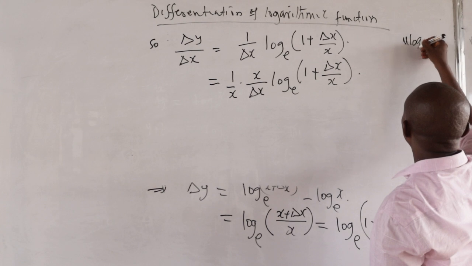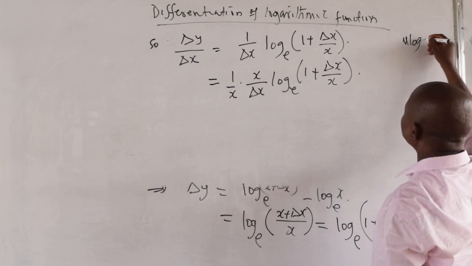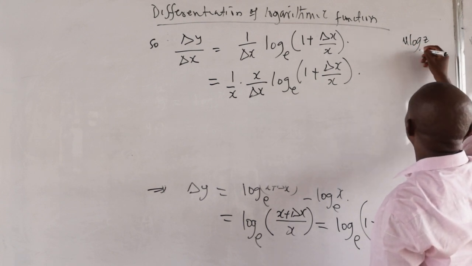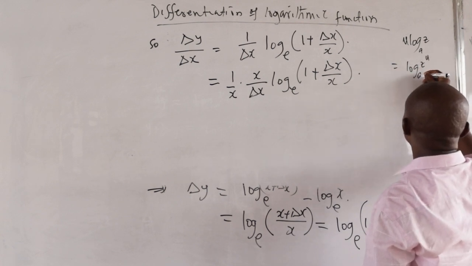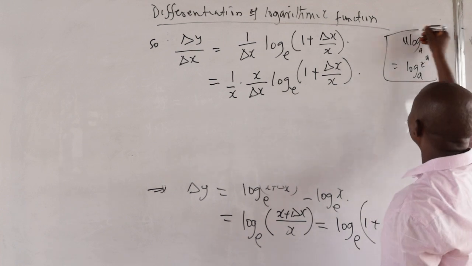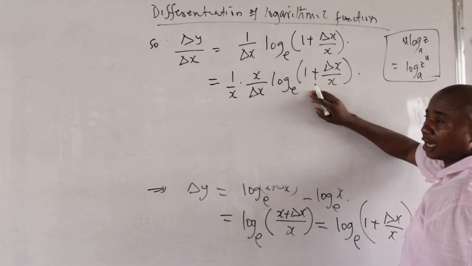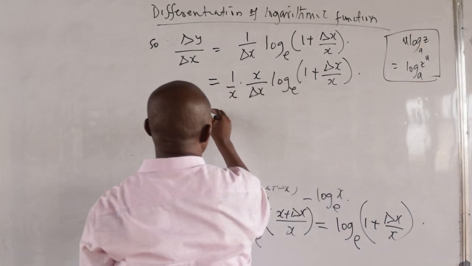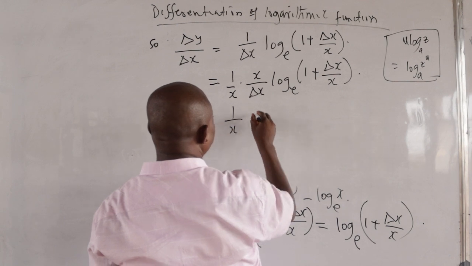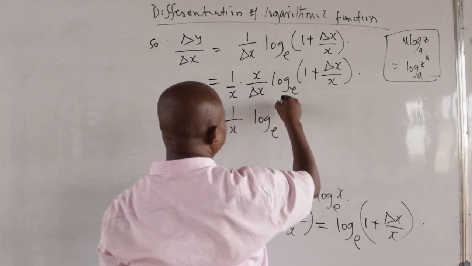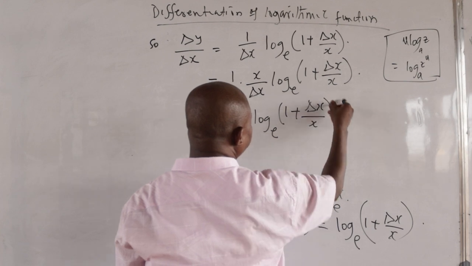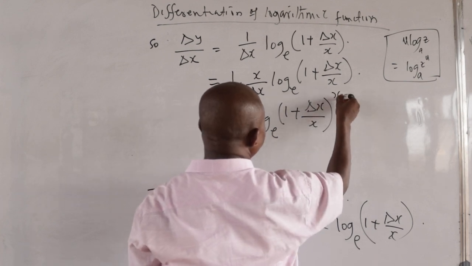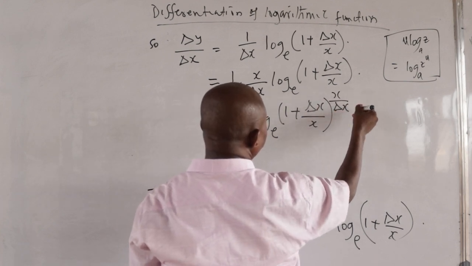u log to any base, say of z, maybe to base a, this is the same as log of z raised to power u to base a. We are familiar with this, so we apply that here. And so this is nothing but 1 over x log to base e of 1 plus change in x divided by x raised to power x divided by change in x.